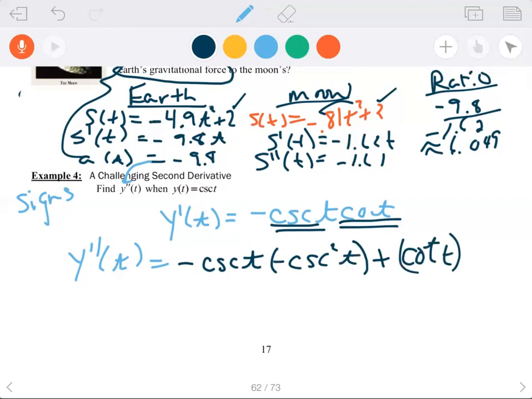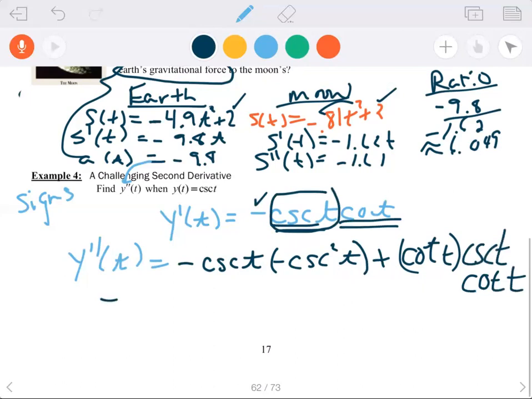Where was I? I did first d second plus second, and now I need the derivative of the first function. The derivative of cosecant is negative cosecant cotangent, but I already have a negative in front of it, so it'd be a cosecant t cotangent t. So I guess I don't know that that was all that complicated. When I clean it up, I have a cosecant cubed t plus a cotangent squared t times a cosecant t.